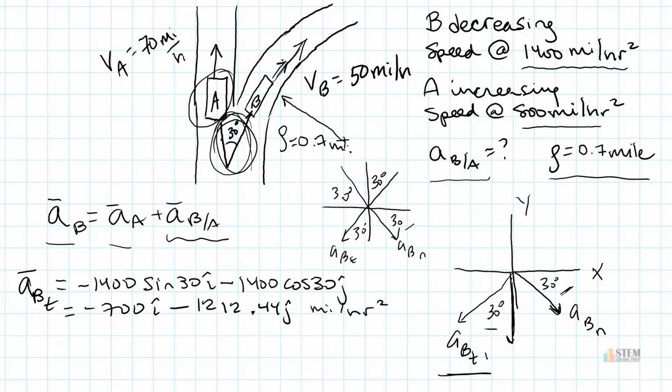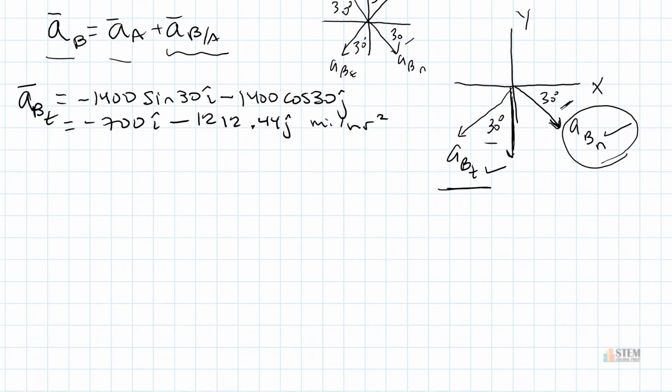Okay, so now we got this one done, but the acceleration of B has the two separate components, tangential and normal. So now we need to worry about a_BN. This is going to be a vector, so put your bar up there. The magnitude of this acceleration is going to be V squared over rho. So I'm going to put V_B squared over rho.